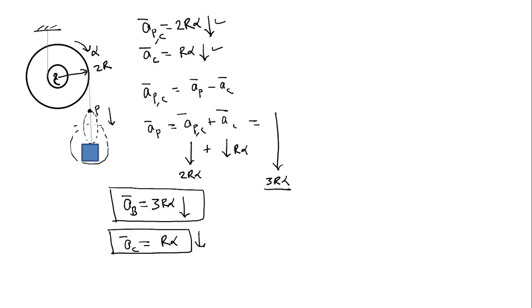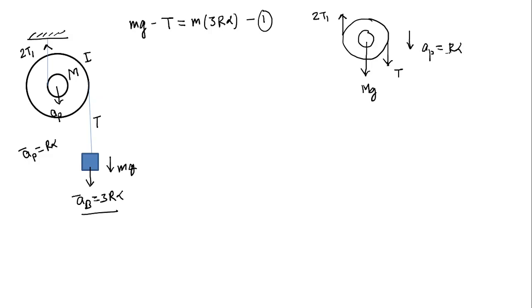See, the center of the pulley is moving with acceleration r alpha. I should write it actually a_c instead of here. a_center is equal to r alpha. Okay, this is the acceleration of center of mass. So write the equation for this. You get T plus mg minus 2T1 equals capital M times acceleration, which is r alpha. This is the second equation.